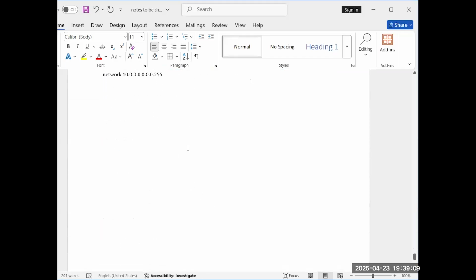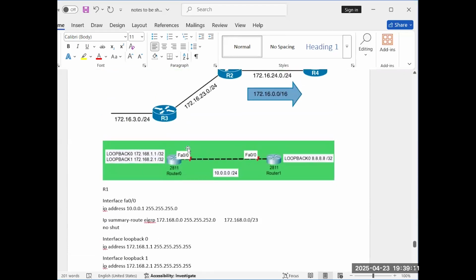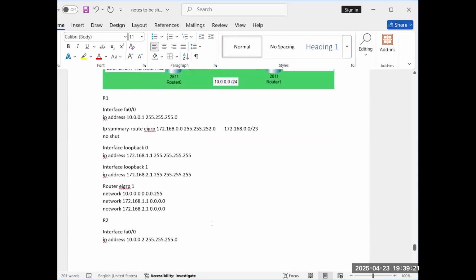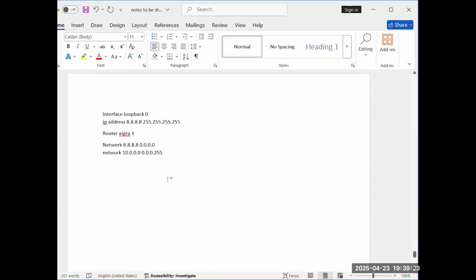Actually, I did not understand that summary part. IP summary. Whatever you're doing there. Summary. I am summarizing these two networks as one single network. Okay, see. So why is it 23? Yeah, that's what, when we do subnetting only we'll understand.